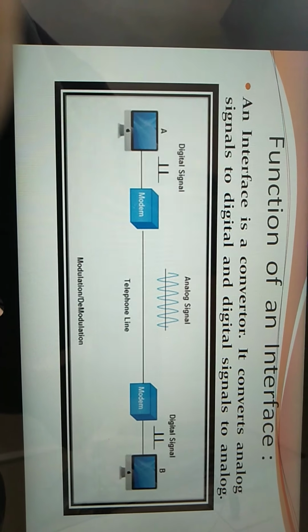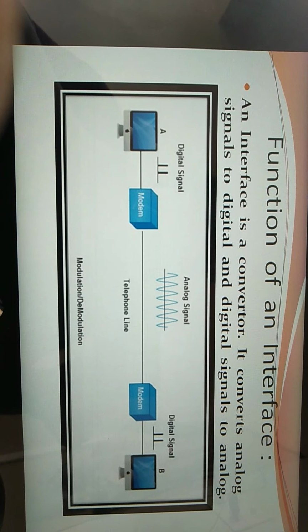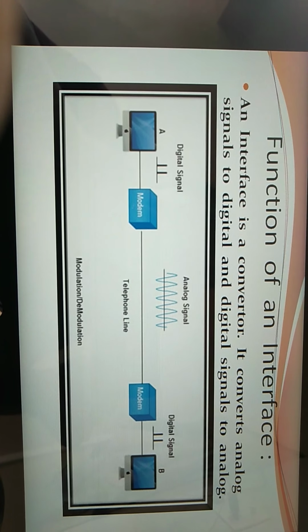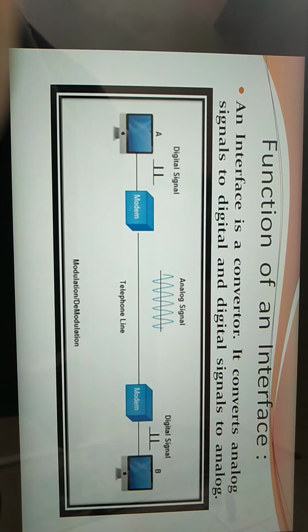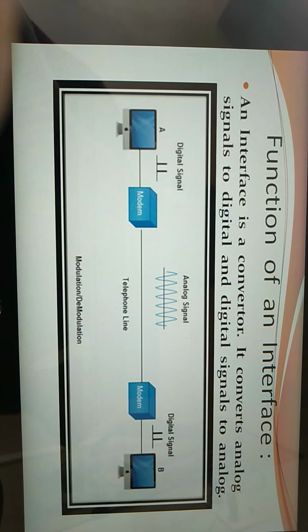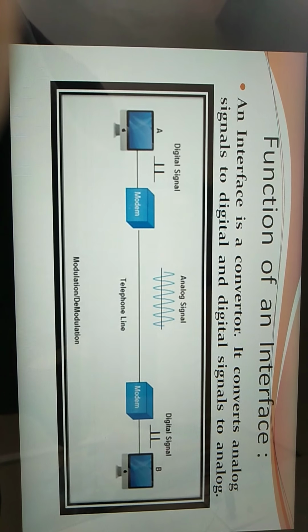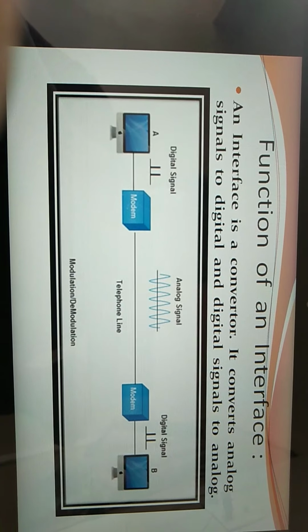Now what is the function of an interface? Maybe it can be a modem, it can be a router, it can be your Wi-Fi connection. An interface is a converter. It converts your analog signals into digital and digital signals to analog. This is something very interesting, children.